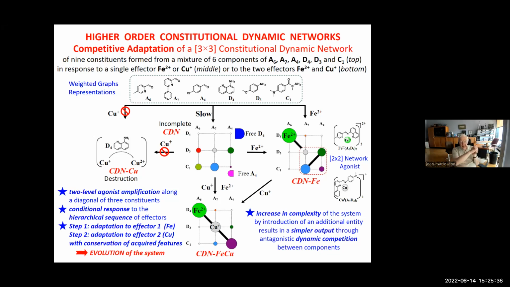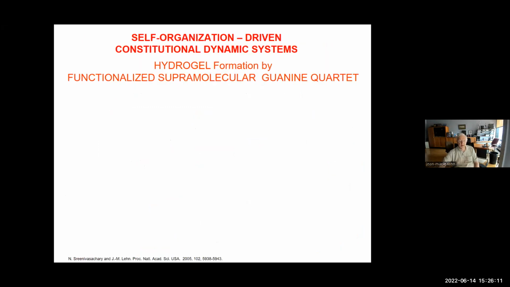The first one adapts to effector iron. The second one adapts to copper, but this adaptation to copper takes advantage of the fact that iron has already done an adaptation. So that is more an evolution than an adaptation, because by adding iron, you prepare the system for the next step. So it's an evolution of the system. Okay, I hope I have insisted on that because I feel it's quite important. And now we will see something else which is interesting.